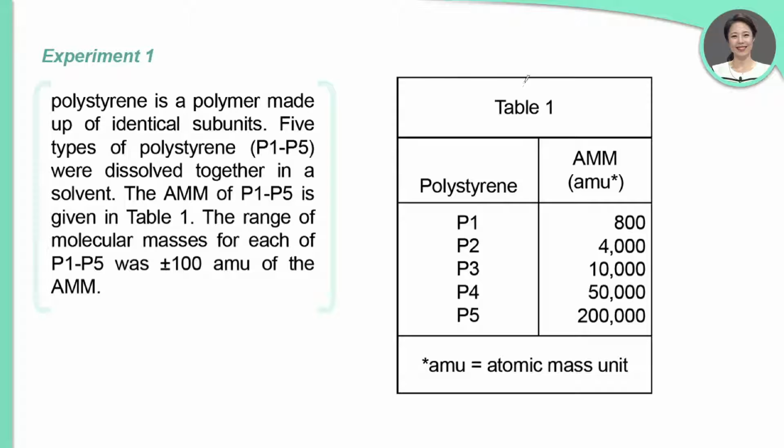So here in experiment 1, you see table 1. In this table, P1, P2, P3, P4, P5 differ by size or mass. You have bigger size with bigger mass, and smaller size with smaller mass. P1 is the smallest and P5 is the largest. So the lightest to the heaviest. Okay, let's move on to experiment 2.